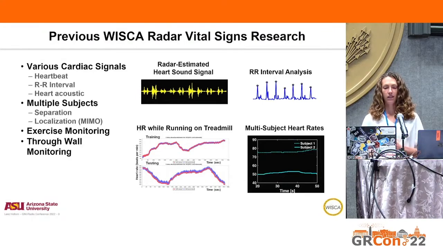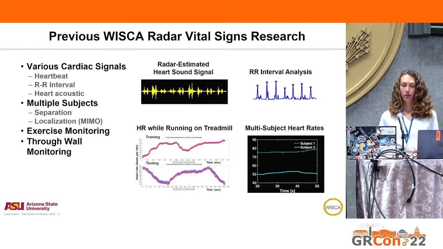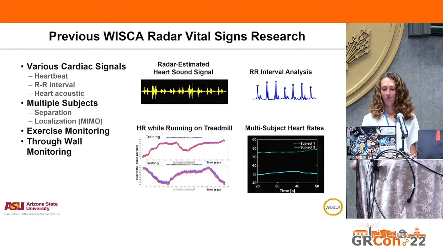And then we've also been looking into multiple subject monitoring using MIMO configurations, so separating and localizing to monitor multiple subjects at one time. And then more challenging situations such as exercise monitoring. And a project that we've recently worked on is through-wall monitoring, so being able to transport your radar sensor around the edge of a building and be able to tell if there's people inside of it. So that's got defense application and search and rescue type applications also. So those are all really cool, and this is really exciting research, and I absolutely love it.